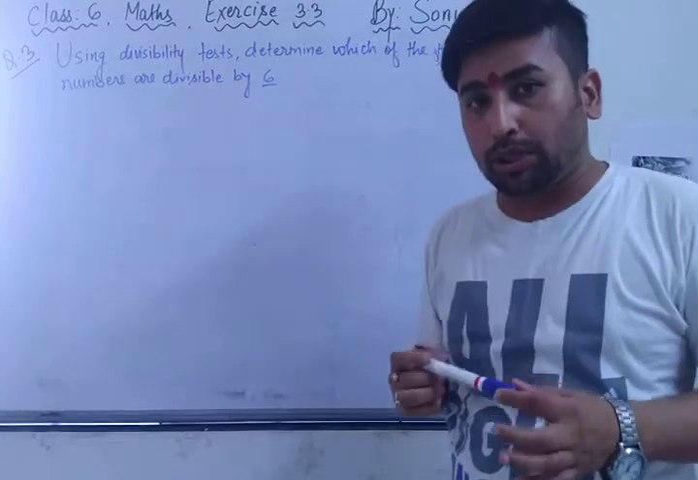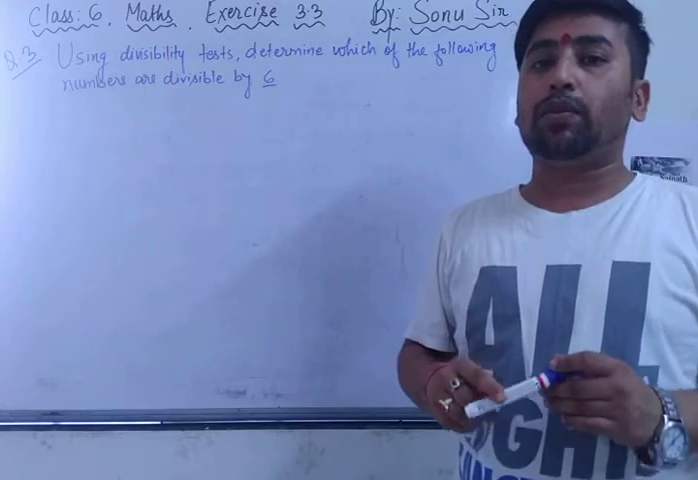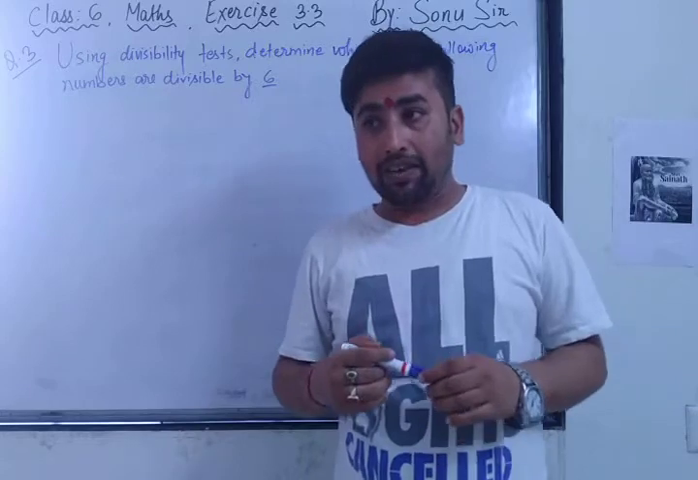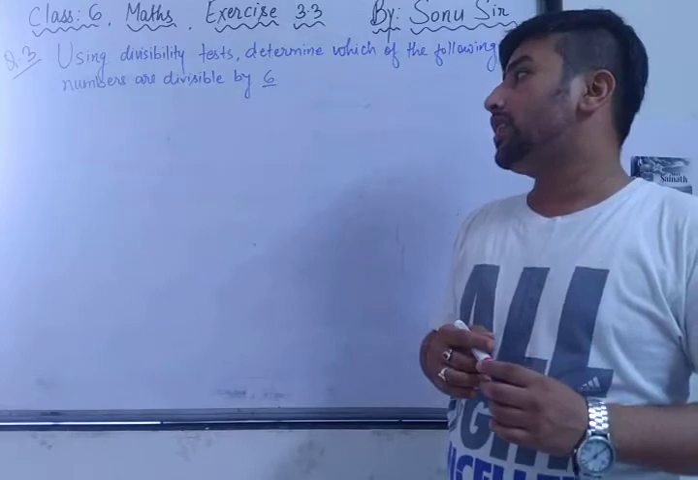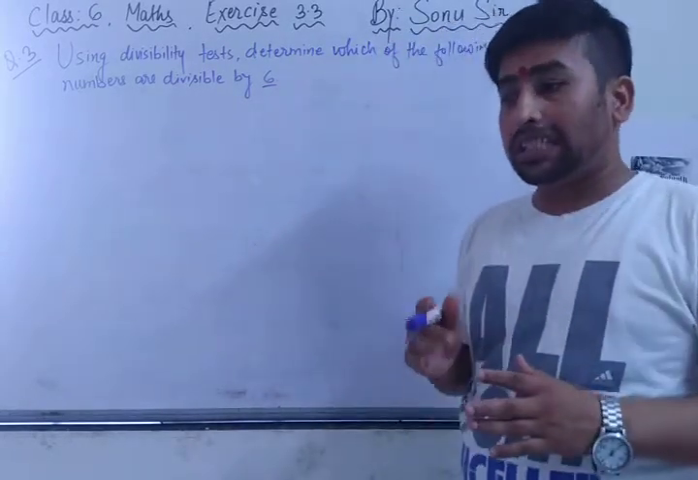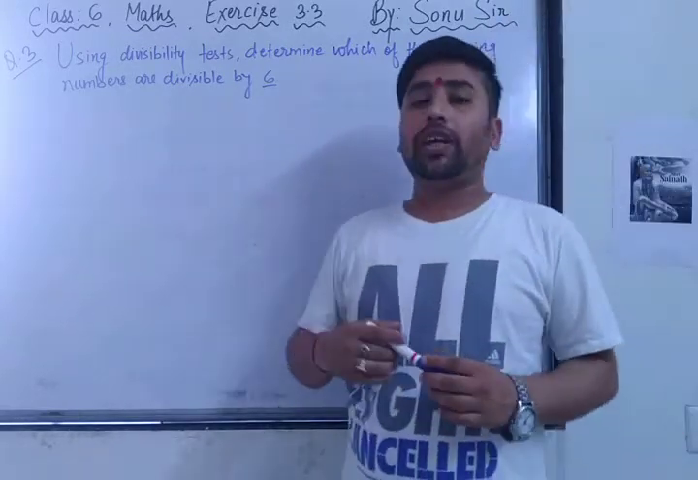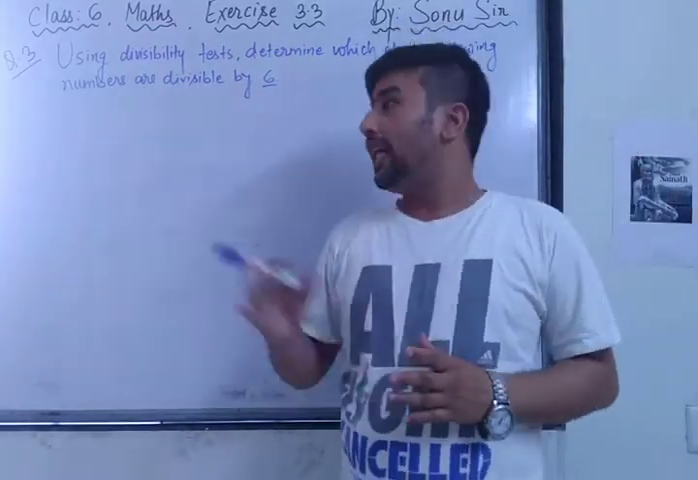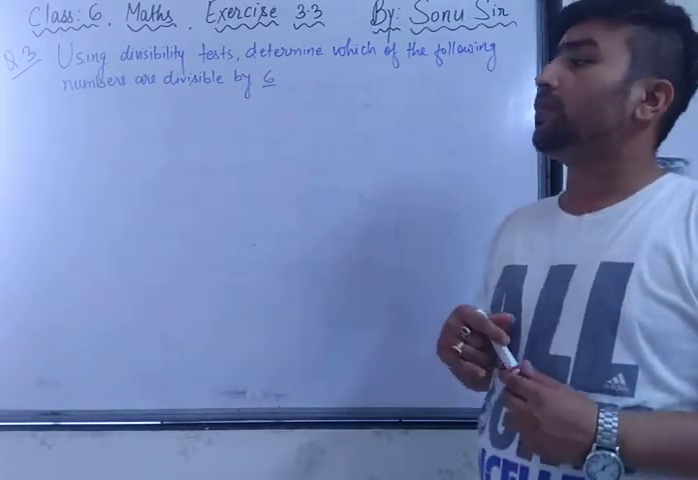Divisibility by 6 means a number should be divisible by 2 and also divisible by 3. Then only that number will be divisible by 6. Now what is the divisibility rule of 2? A number must have an even number at its ones place, like 0, 2, 4, 6, 8. And for 3, the sum of the digits should be a multiple of 3. So a number which is divisible by 2 and 3 both is divisible by 6.